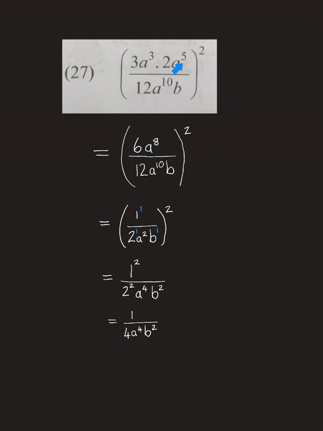The bases are the same, which means I can add the exponents, so it becomes a to the power of 8. The denominator is boring, we can do nothing with it. However, in the next step, we can do some cancelling. 6 divided by 12 gives us 1 over 2. Then I've got a to the power of 8 and a to the power of 10, which leaves me with a to the power of 2, which would then be in the denominator. And lastly, I've got that b hanging around.